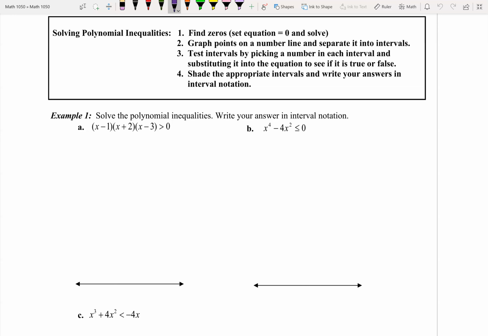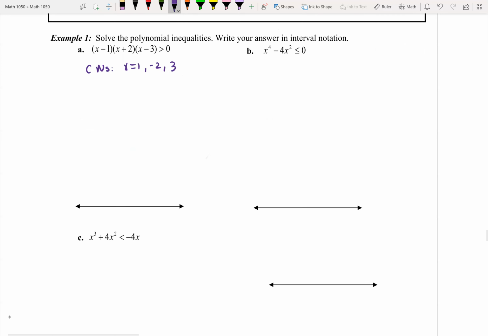So step 1, get a 0, done. Step number 2, factor, done. Step number 3, list your critical numbers. So your critical numbers are x equals 1, -2, +3. Okay, so now I'm going to go to my number line. -2 is over here, 1 is right there, and 3 is right there.